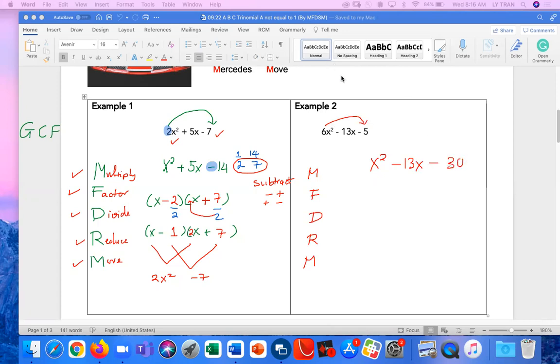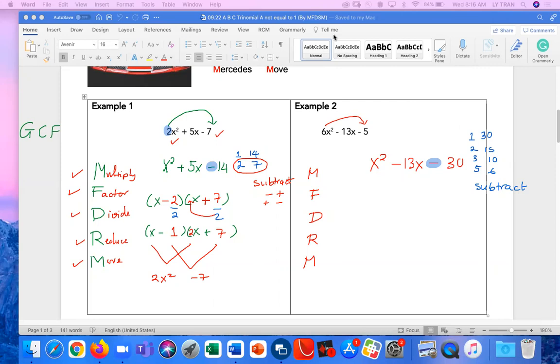From here, we do like we normally do. We're going to find the factors of 30. That's 1 and 30, 2 and 15, 3 and 10, and 5 and 6. Okay. The sign right here is telling us that we are subtracting. That means we have to find which factor pair subtracts to give us 13.